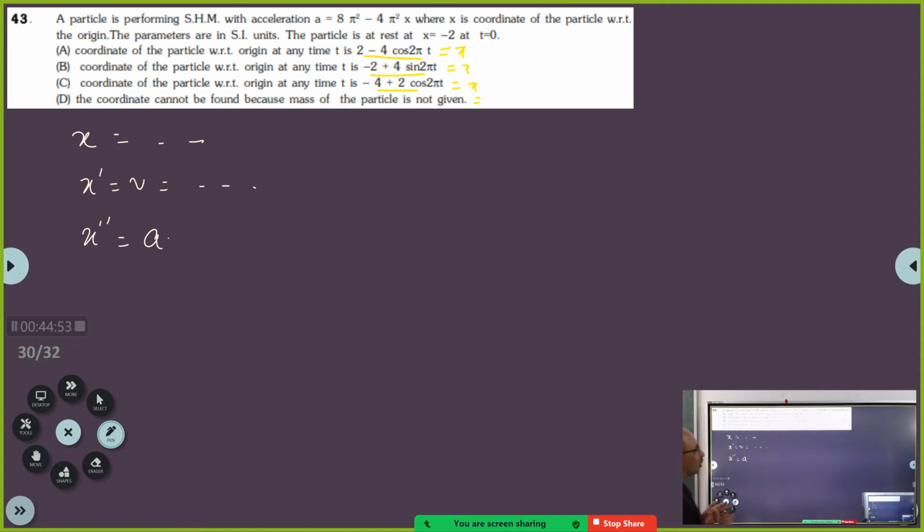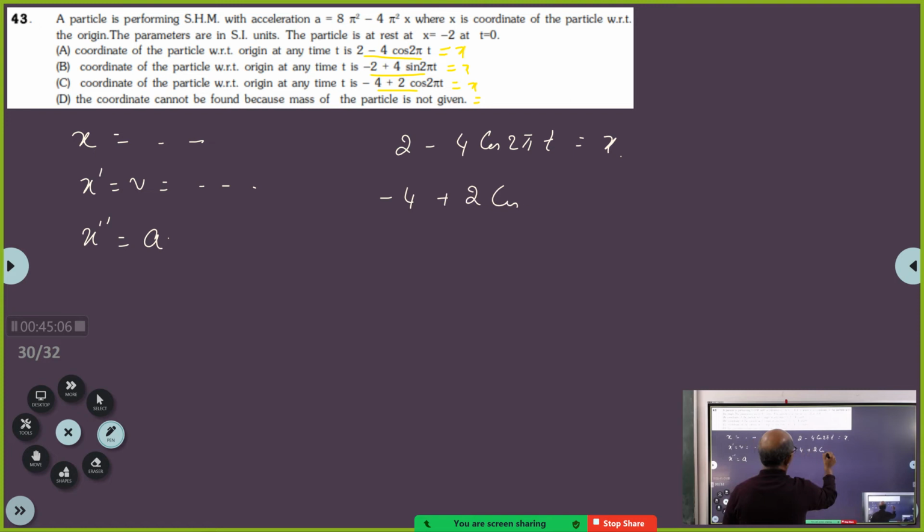Yes. So now the only two expressions, 2 minus 4 cos 2 pi t, or minus 4 plus 2 cos 2 pi t. This solution or this solution, because this condition is satisfied by both. Now look at this condition. Acceleration. Put x is equal to 0. If you put x is equal to 0 for the acceleration.